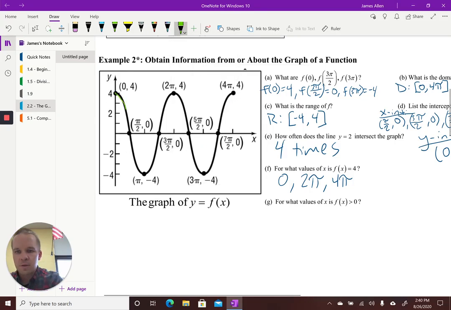So it's positive here, and here. That's when it's greater than 0.